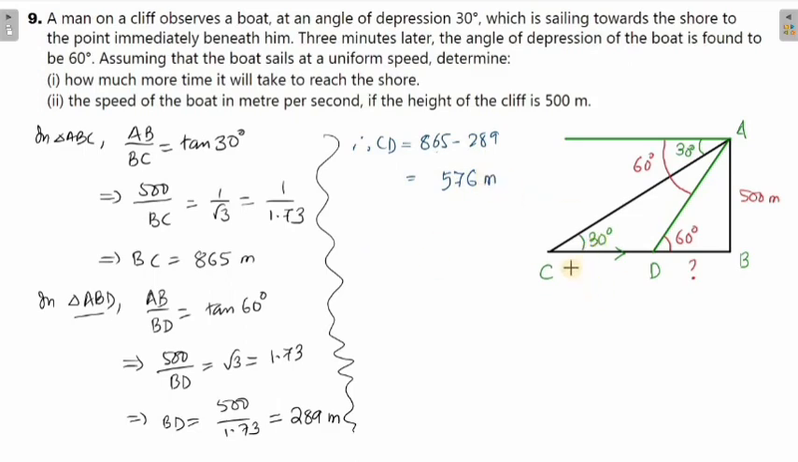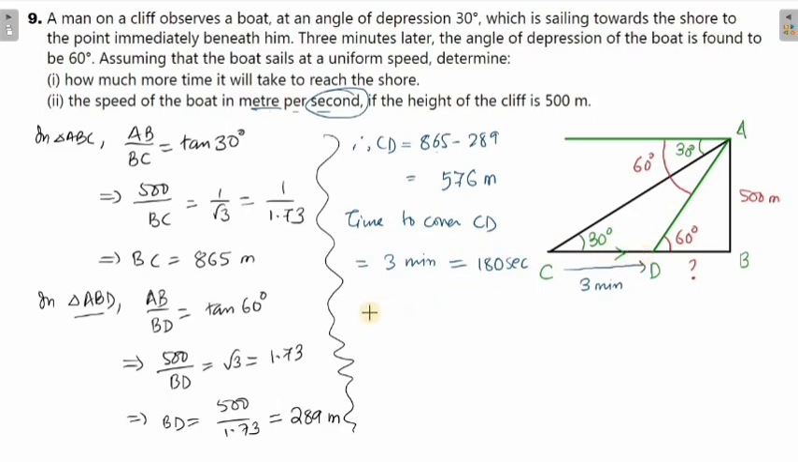Now see here, if you want to travel from here to here, how much time is required? It is given that it is 3 minutes, right? So time to cover CD is given to be 3 minutes. But since you are asked to find speed in meters per second, we will find our time in seconds. So multiply this by 60, and you get 180 seconds. So we got the time and we have got our distance CD also.